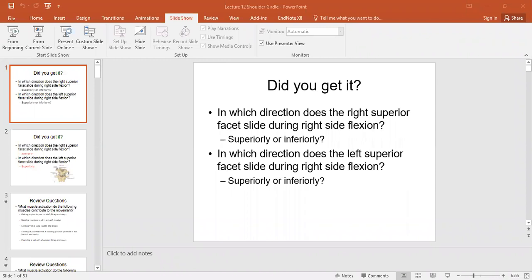The plane of the scapula, it doesn't sit just in the frontal plane. It sits on the thorax at the side. So it actually has a bit of an angle, about 30 to 35 degrees from the frontal plane.